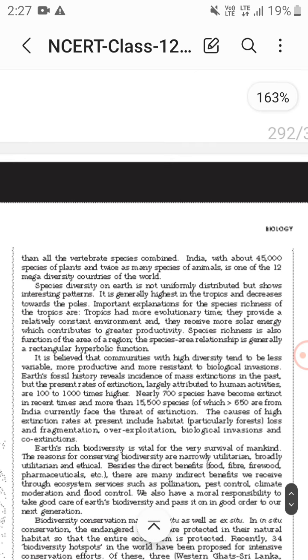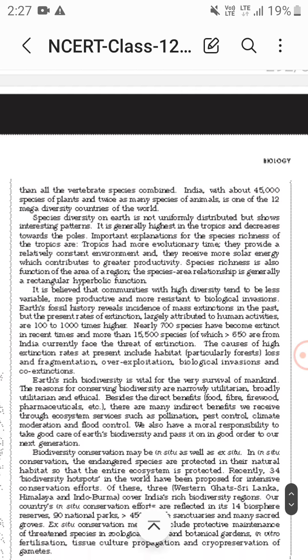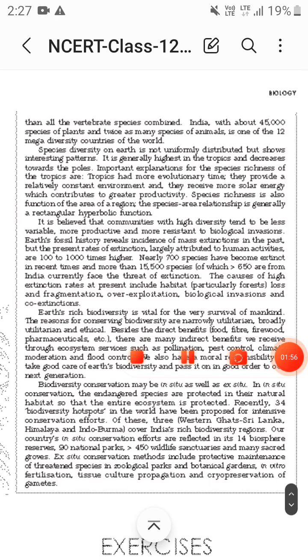India, with about 45,000 species of plants and twice as many species of animals, is one of the 12 megadiversity countries of the world. Now, species diversity on Earth is not uniformly distributed but shows interesting patterns. It is generally highest in the tropics and decreases towards the poles.